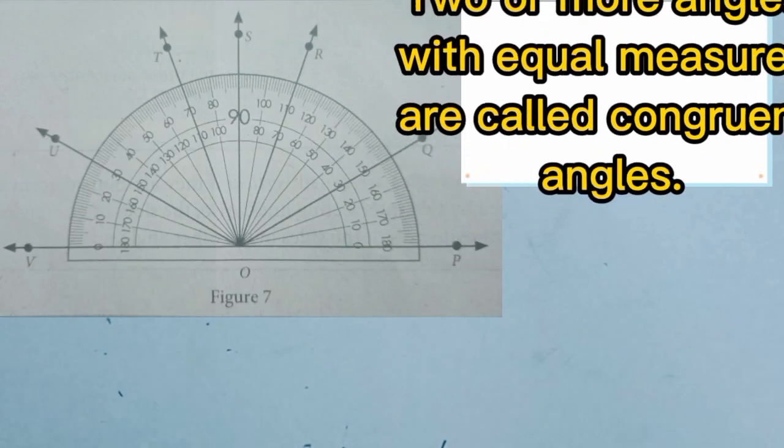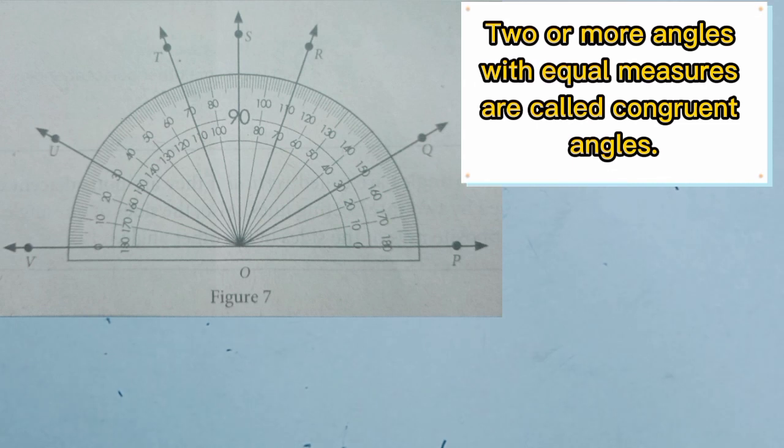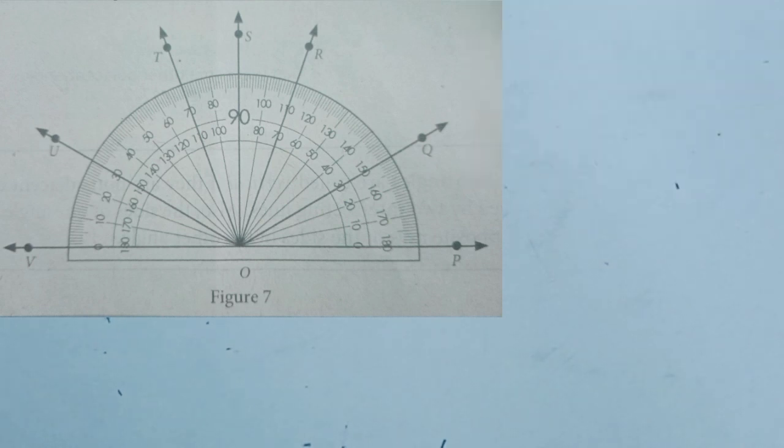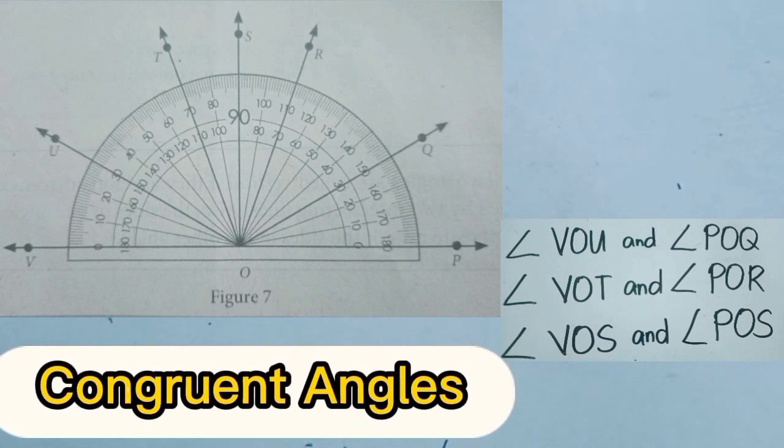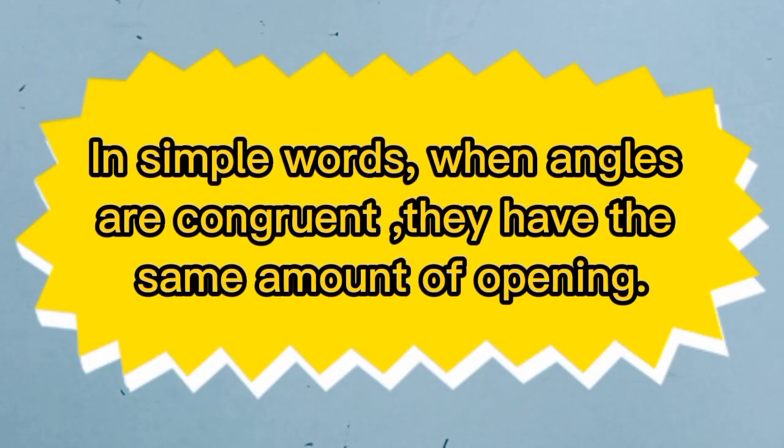Two or more angles with equal measures are also called congruent angles. Using figure 7, we have three pairs of congruent angles: angle VOU and angle VOQ, angle VOT and angle POR, angle VOS and angle POS. In simple words, when angles are congruent, they have the same amount of opening.